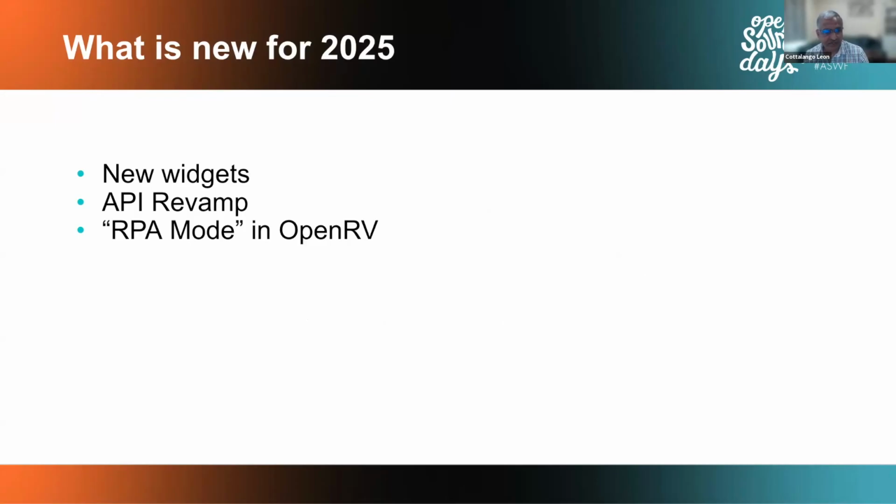As I said, we are bringing 5 or 6 different widgets that people can use. And the API has gone through a complete revamp. It's a lot more mature now. By using this, plugin developers can write real-world applications. And then finally, we are introducing this RPA mode. This is specifically for OpenRV users. If you are currently an OpenRV user, this is something that you can download today and start experimenting with it.